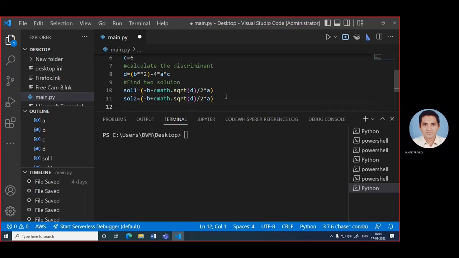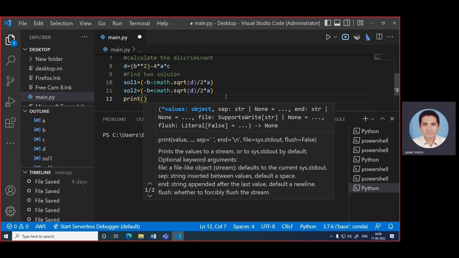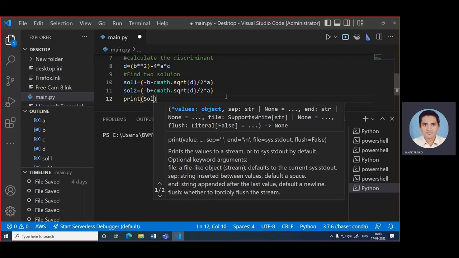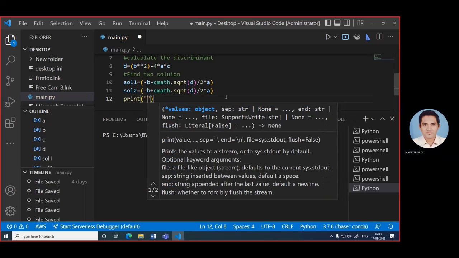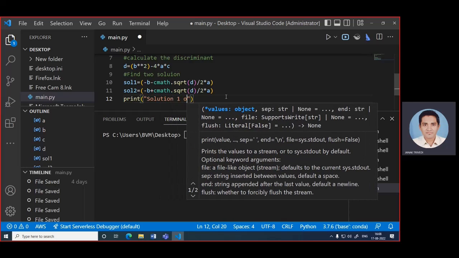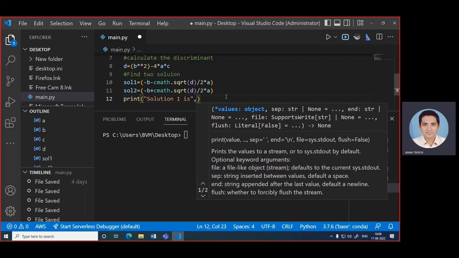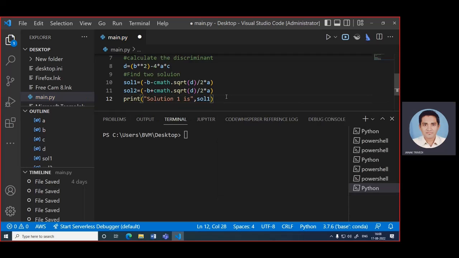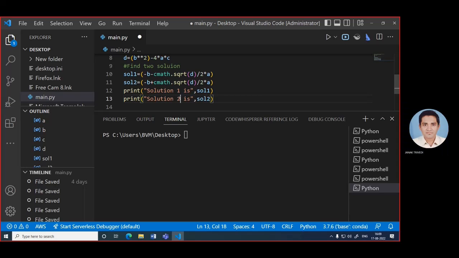Now we have to print this solution. So print solution 1 is, comma, solution 1, and similarly solution 2 is, solution 2. Okay, so first save this program, then run python main.py. So run this python main.py.